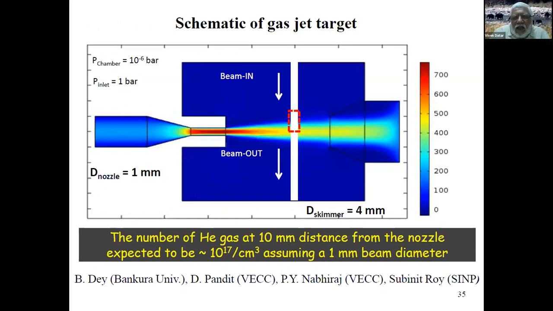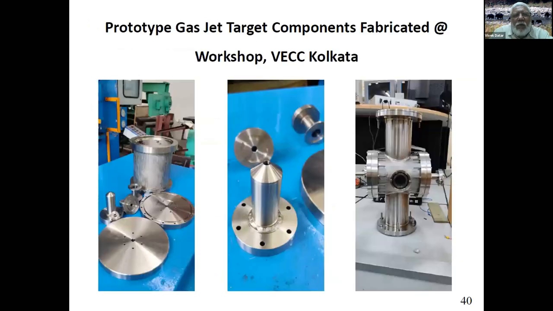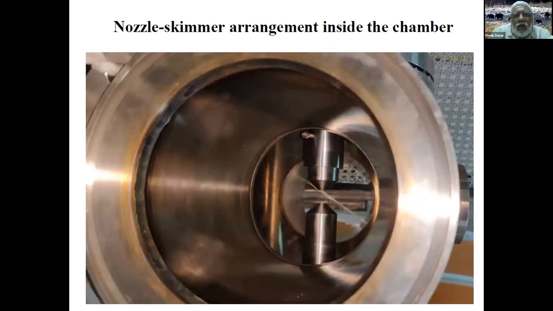So, just a few slides. I think I'll skip these slides. There is already some work going on at the Sahai Institute and VECC in Kolkata to make a gas jet target of the order of 10^17 atoms per square centimeter, which I think to begin with, should be adequate for such a measurement.